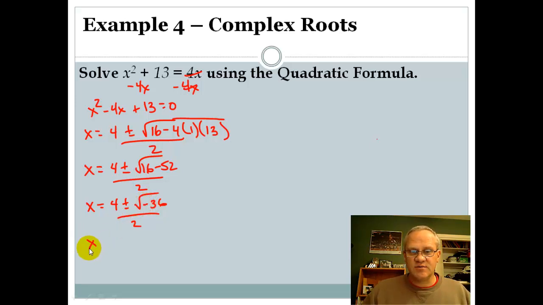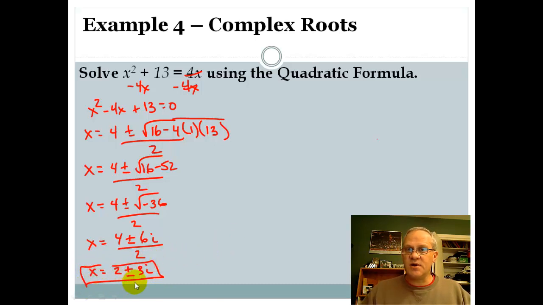So basically what we end up with is 4 plus or minus, remember, the square root of negative 36: the square root of negative 1 is i, and the square root of 36 is 6, so this would be 6i over 2. And again, to simplify this a little bit, since both of these numbers up top will divide by 2, 4 divided by 2 is 2, 6 divided by 2 is 3. So this will be 2 plus or minus 3i would be your solutions.